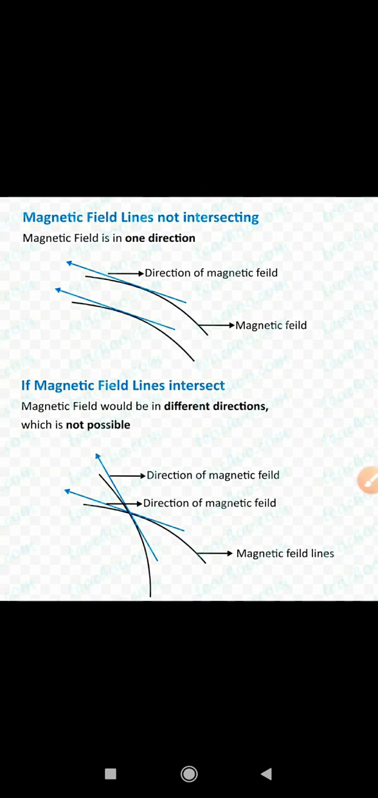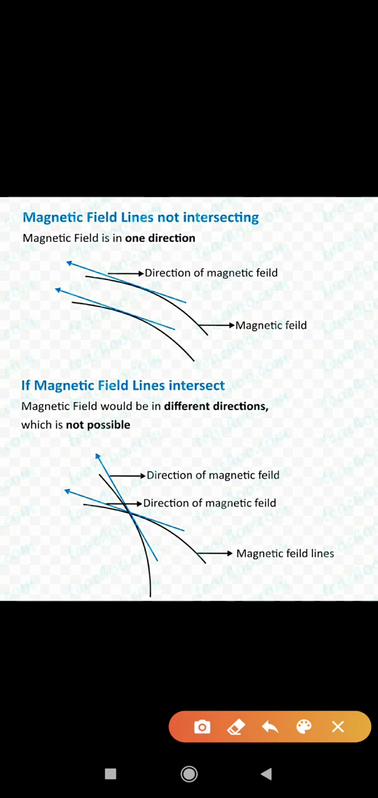Now we go to the third point: magnetic field lines never intersect each other. Never intersect means the direction of the magnetic field line can be found at a particular point. Whenever we want to know the direction at a particular point, a tangent is drawn there. Whatever the direction of the tangent, the same is the direction of the magnetic field line.